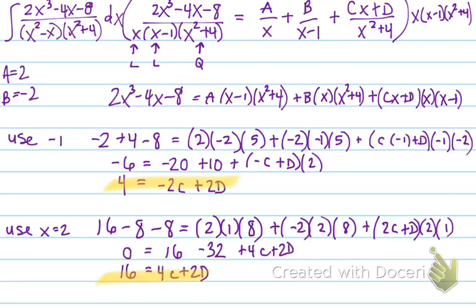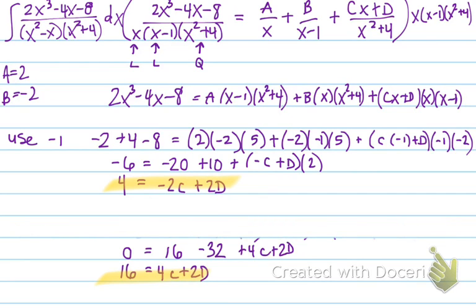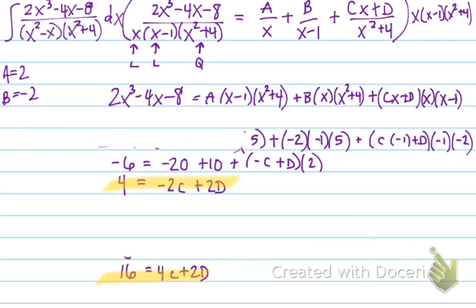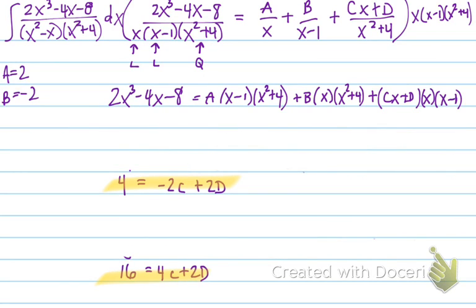So here are my two equations that I have now. And to solve for those last two, to solve for c and d, I need to solve that system of equations. So I have two equations and two variables. I can solve them using systems of equations in order to figure out what c and d are. So I'm going to do it by elimination. Let me just erase some of this work so I have room. All right, so my first one is 4 equals negative 2c plus 2d, and 16 equals 4c plus 2d.